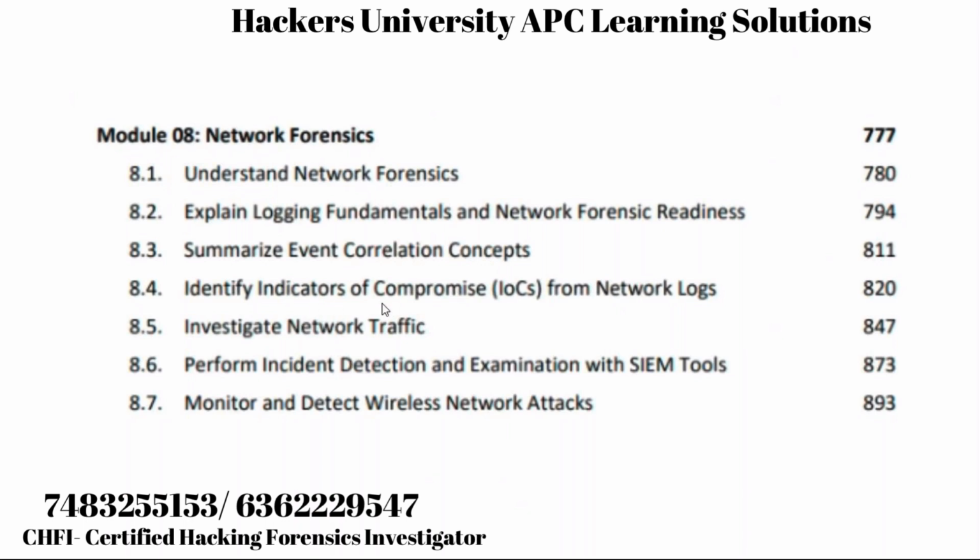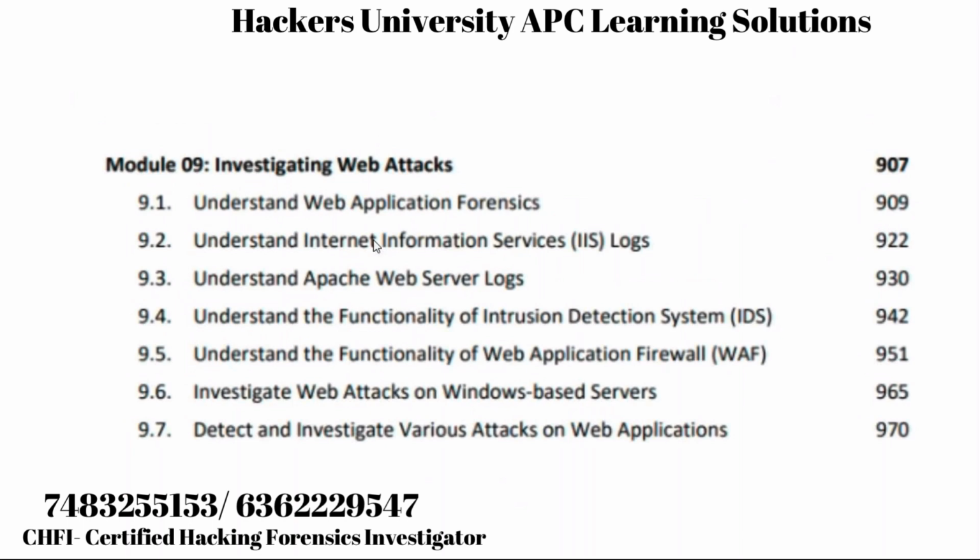So how we can identify those IOCs, like using network logs or investigating malicious traffic, or even the file. So investigate network traffic. We'll see how we can analyze malicious network traffic, perform incident detection and examination with SIEM tools, then monitor and detect wireless network attacks. Here Wi-Fi will also be covered under this network investigation, and then we will do some web attack investigation like web application forensics.